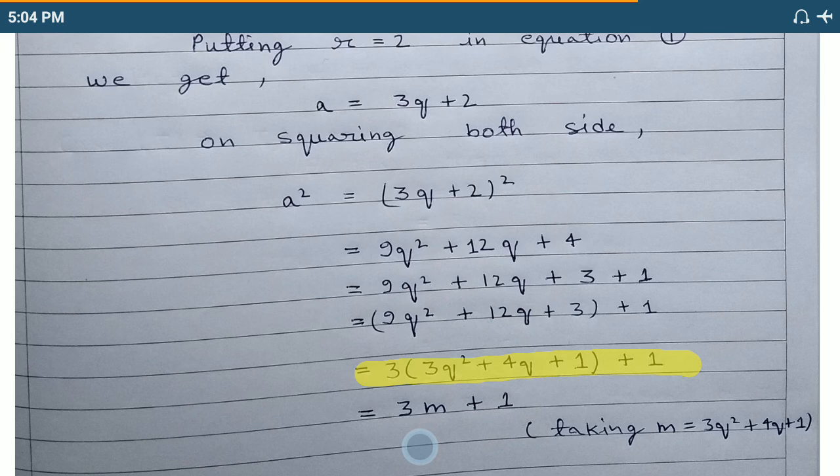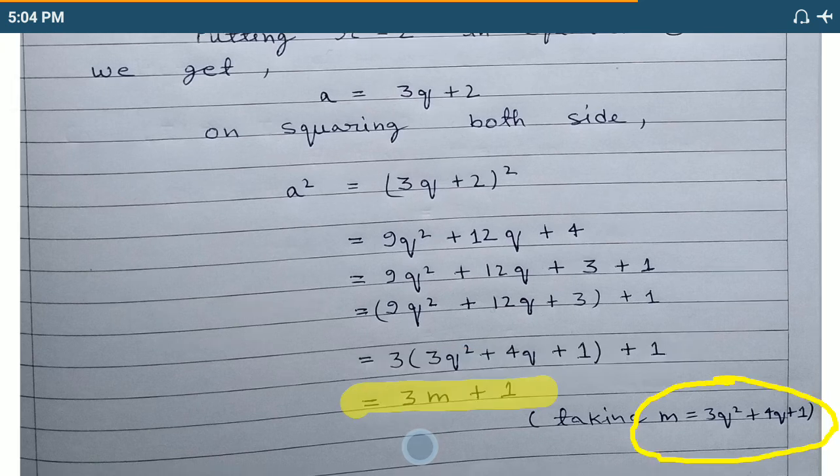Now we are going to take this as m, where you have to write 3q square plus 4q plus 1 is equal to m. So again it will be a square is equal to 3m plus 1. So our question was to prove that the square of any positive integer is in the form of 3m or 3m plus 1.